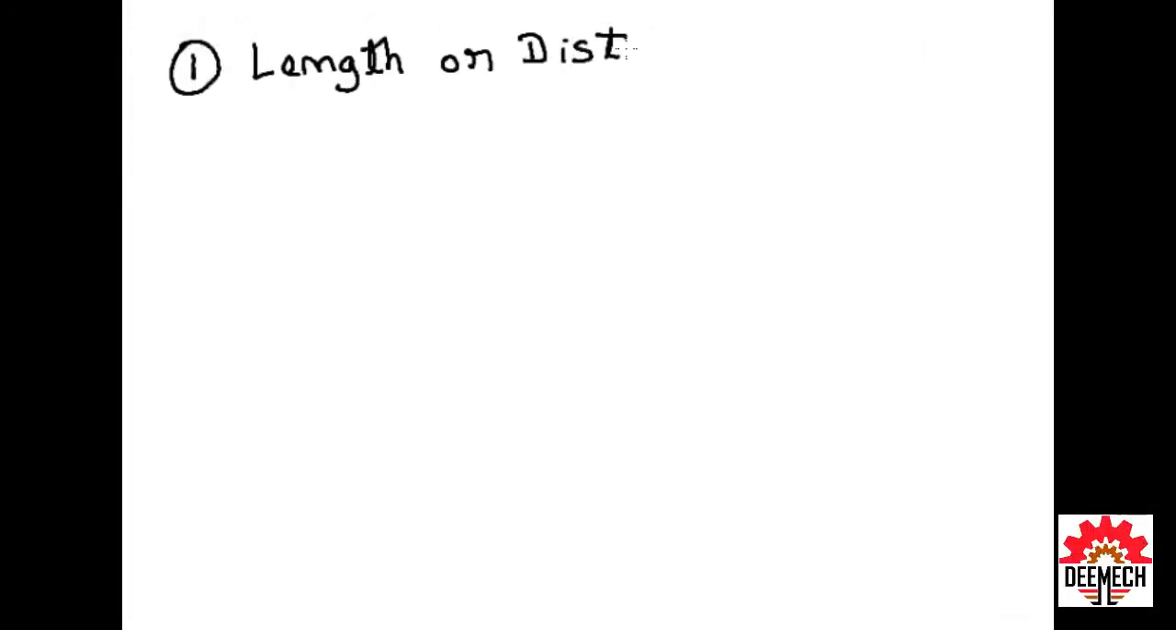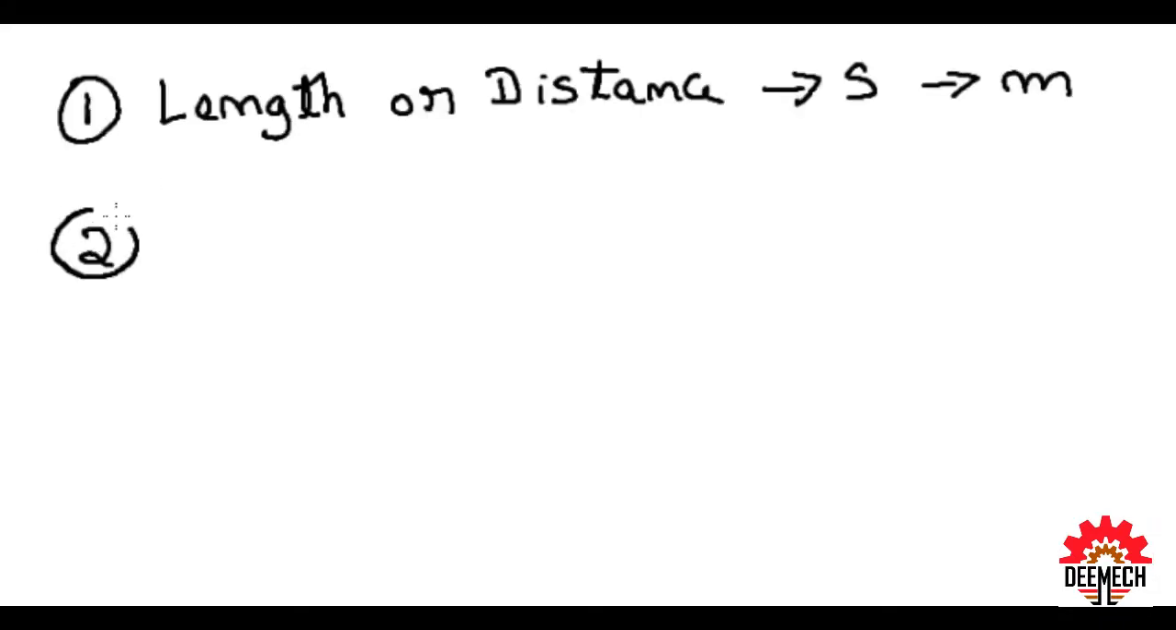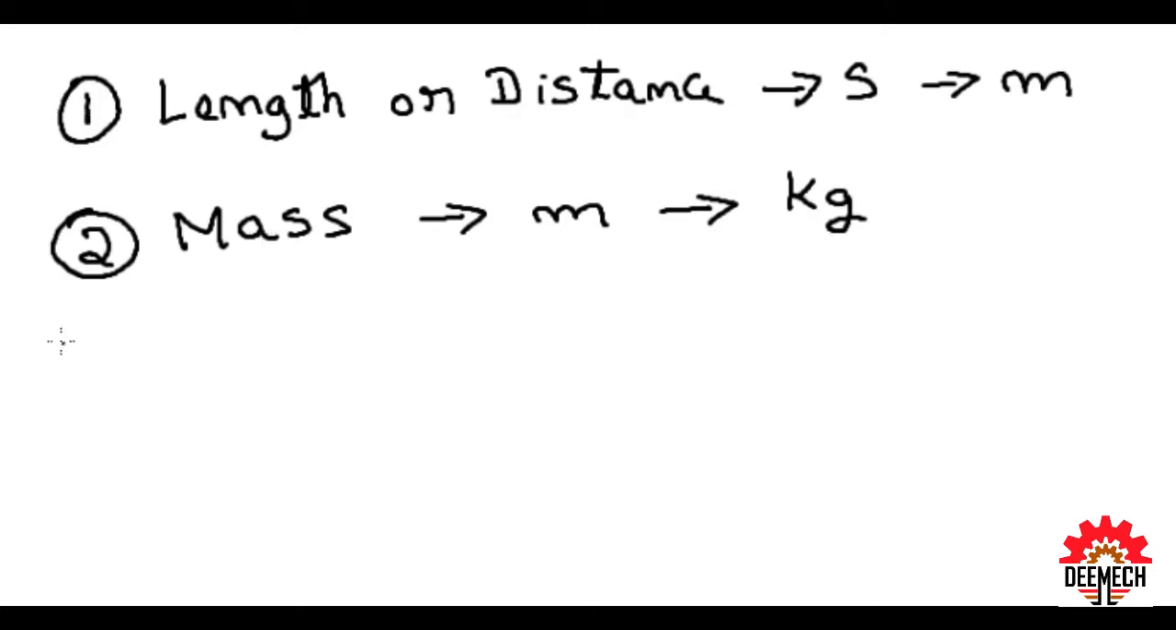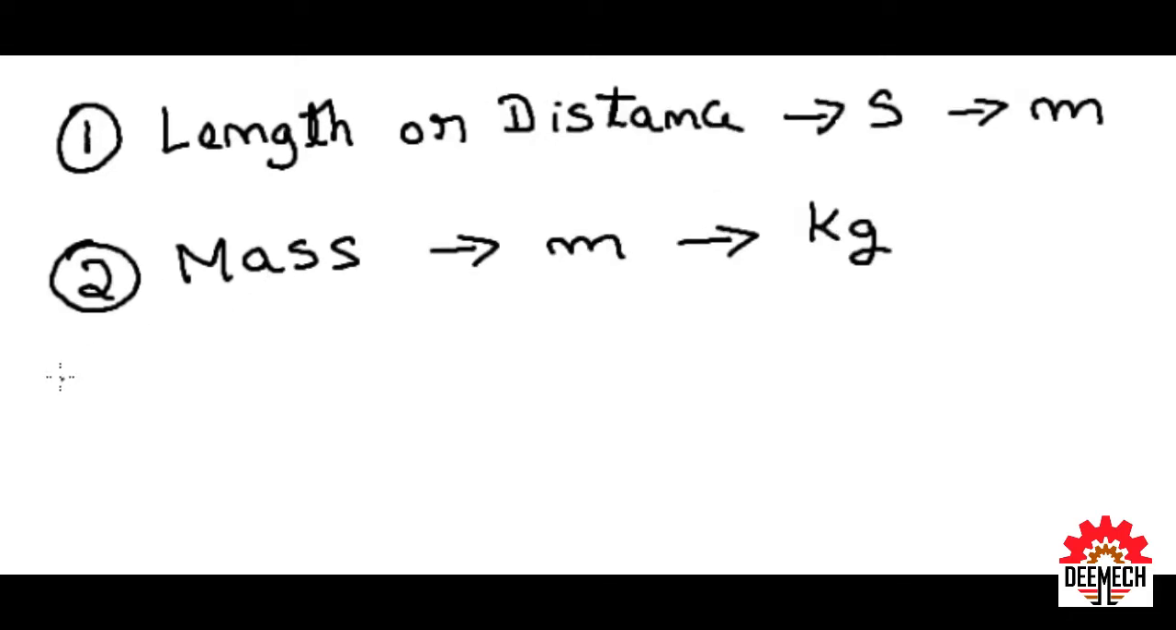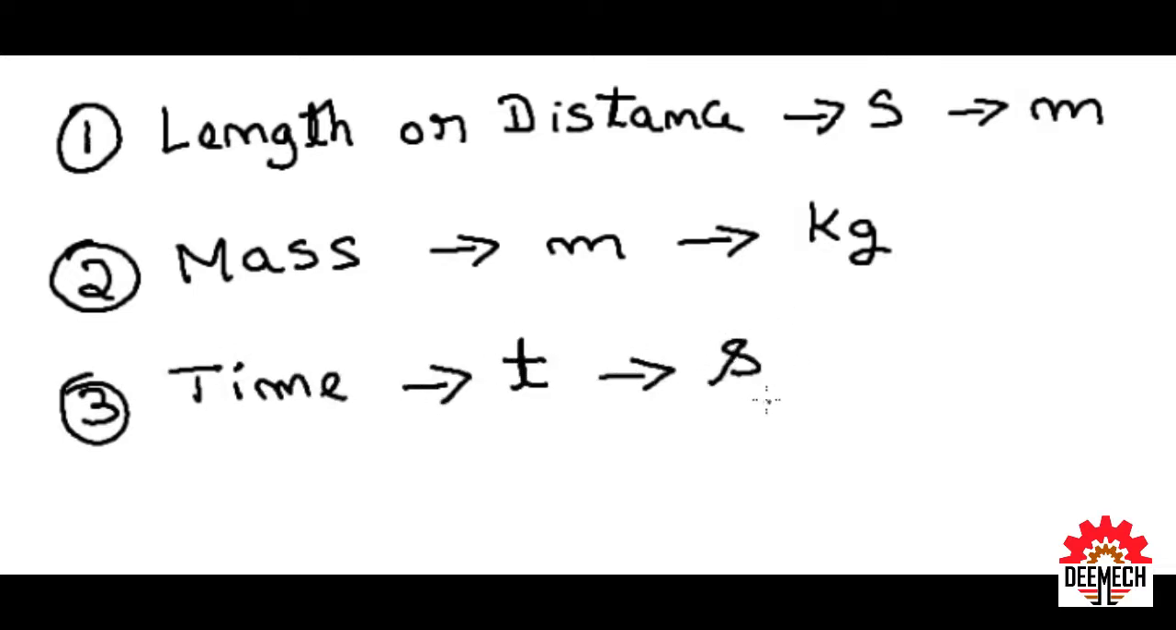It is denoted by capital letter S and it is measured in meter. Number 2, mass. It is denoted by small letter m and it is measured in kg. Number 3, time. It is denoted by small letter t and it is measured in second. The second is written as small letter s.